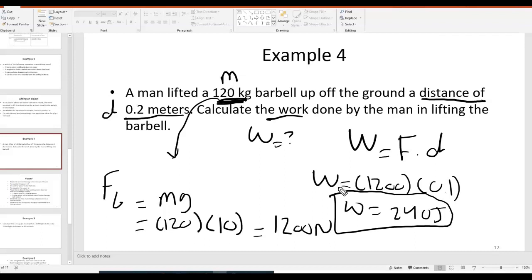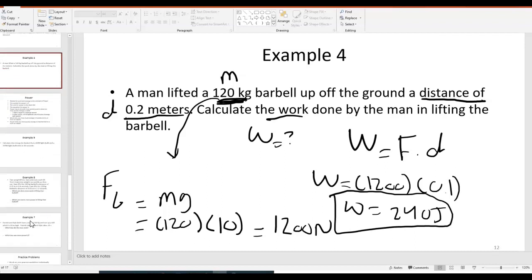Definitely pause it there, check the answer for yourself, and make sure that you get the same answer. Make sure you understand that when you see mass, to get the force, you need to multiply by 10 to convert from mass to weight. Alright, so I'm going to erase this. Pause it there if you need to finish copying that down.